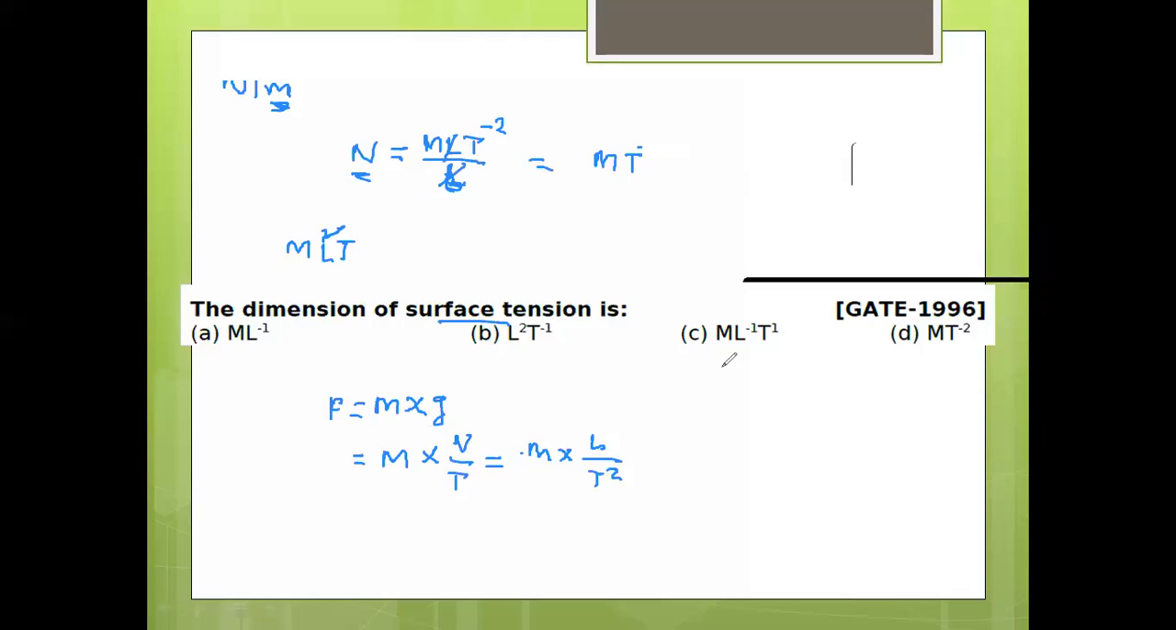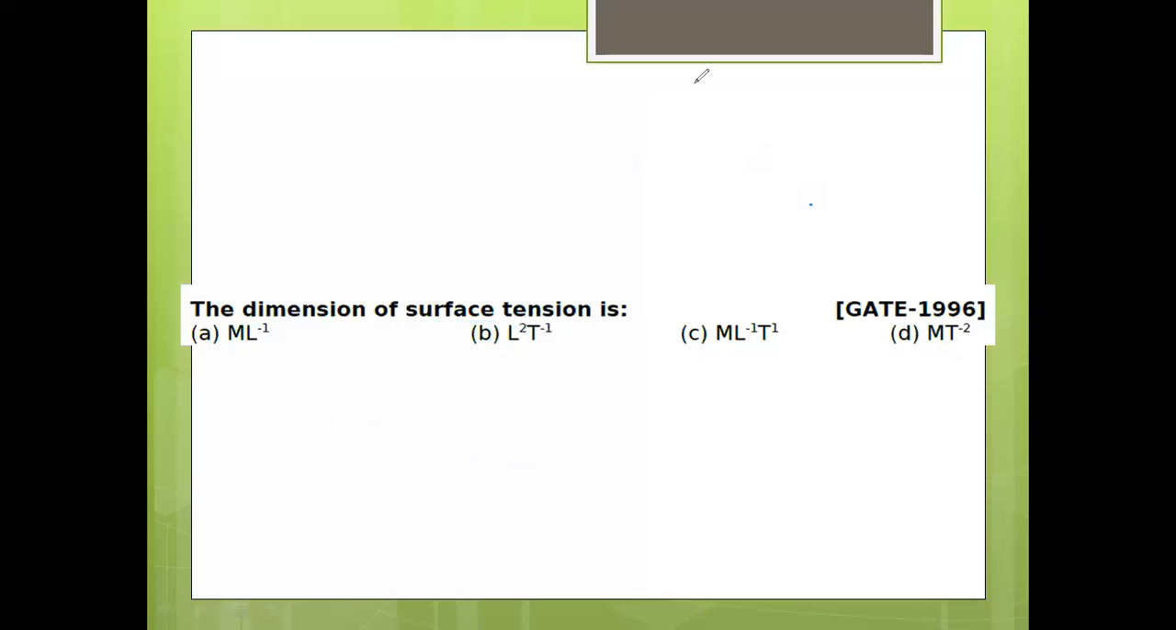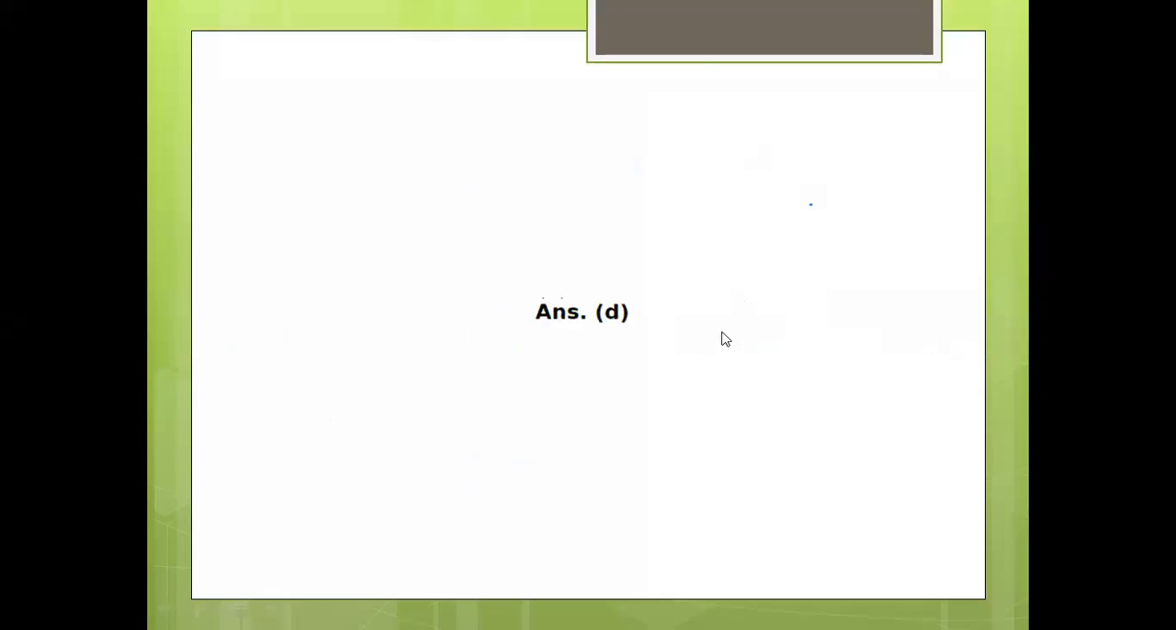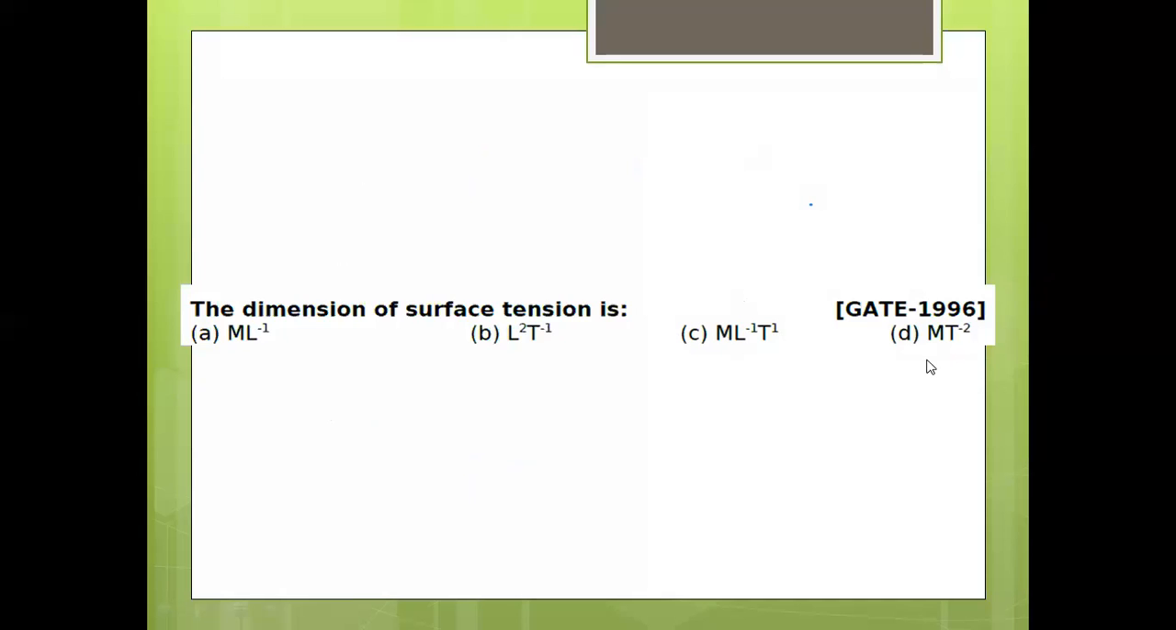So here, let me check how many of you have given the correct answer. Shubham Bhagwat has given option D. Then Honmute, Prajakta, Sonali Shinde, and Tejasri Pite. So these students have got the correct answer, option D. So let us check it. Option D is the correct answer for this, that is M T raised to minus 2. Everyone understood how to find out these dimensions? Or should I repeat it once again?